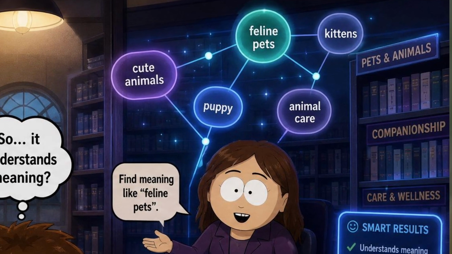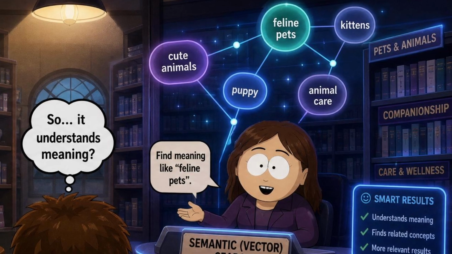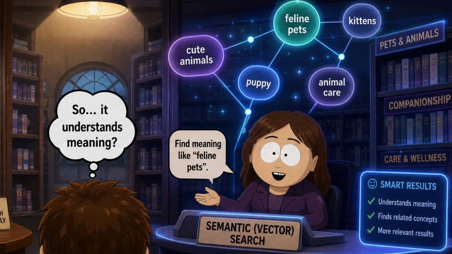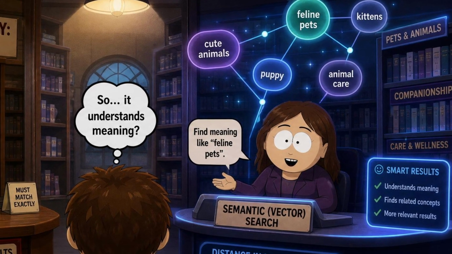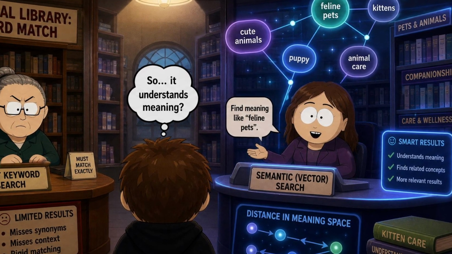They need exact matches. The second librarian understands meanings. You describe the idea, a topic, or even a feeling, and they immediately know which books are related. They understand that different words can point to the same underlying concept. A vector database basically works like that second librarian.